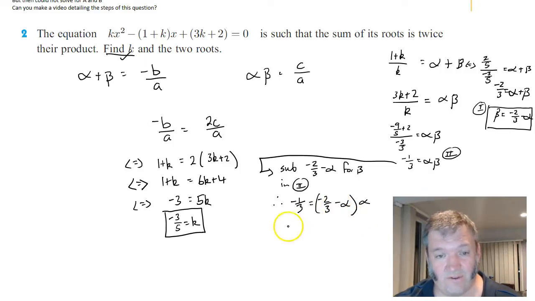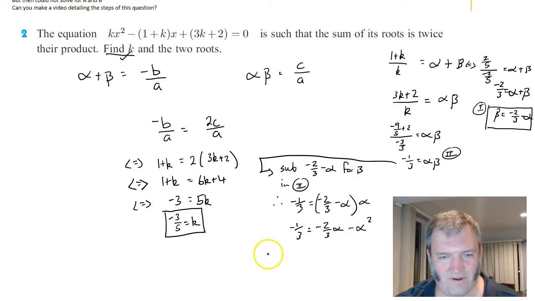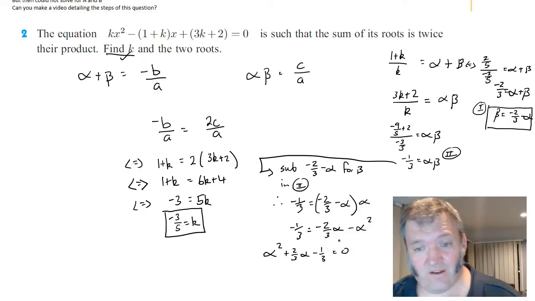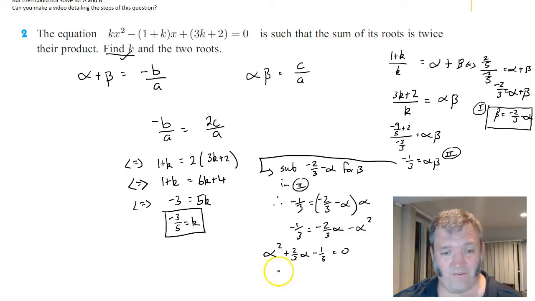So what sort of equation have I got? I've got a quadratic. I really don't like this negative 1/3. Let's expand the right-hand side. Then we'll sort it all out. Negative 1/3 equals negative 2/3 alpha minus alpha squared. Set the whole lot equal to 0. So I'm going to add alpha squared to each side. So I've got alpha squared, I'm going to add 2/3 alpha minus 1/3 equals 0. Straight away you can go ahead and use quadratic formula or factorize however you like here.